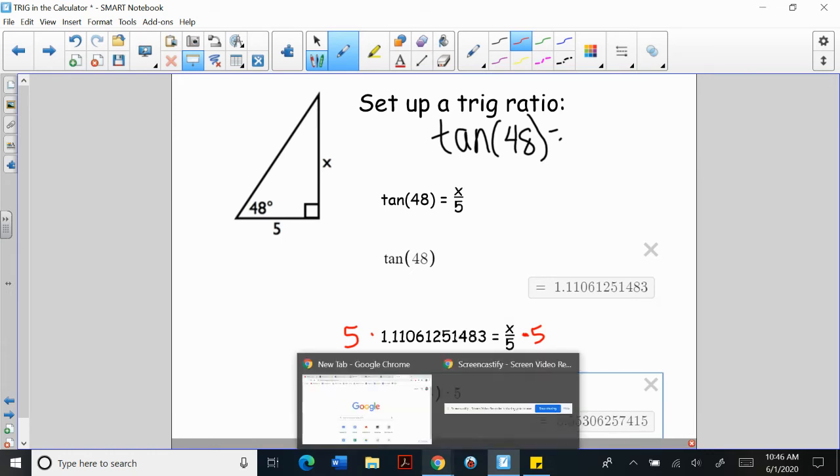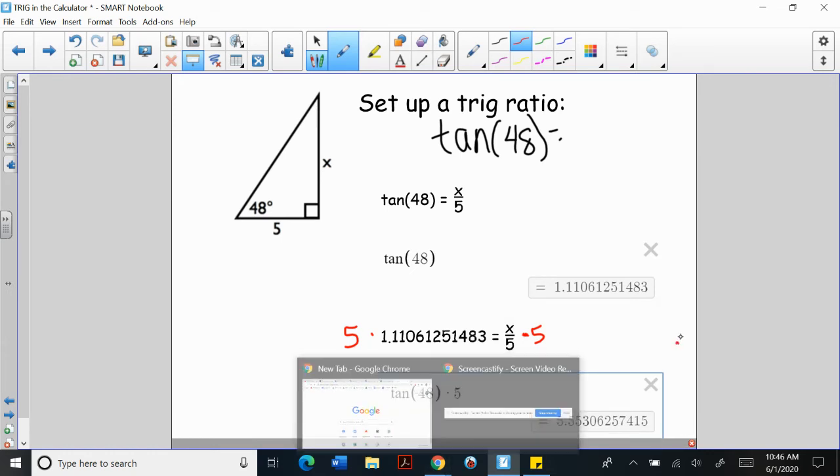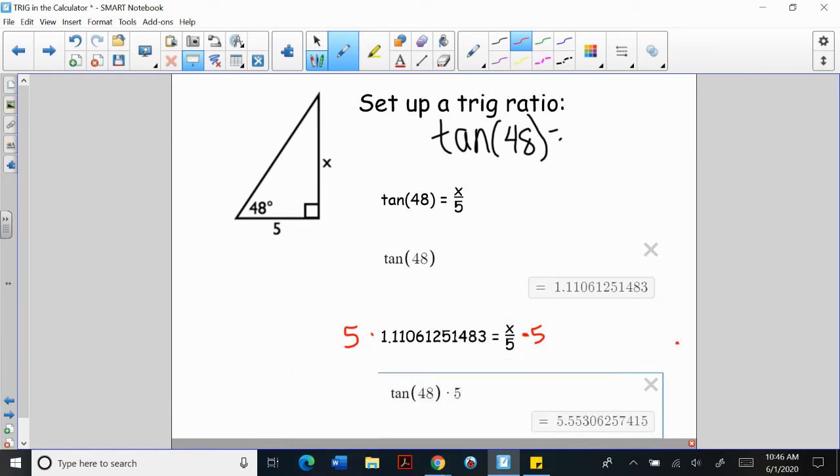All right. Did you get 5.55306? Okay, good. Now, the fastest way to type this in, and I'm going to highlight this really quick, is by actually keeping this tangent of 48 value stored in your calculator and then multiplying it by 5, instead of converting to a decimal, because I don't want you to round it off. So I'd rather we just leave tangent of 48 degrees times 5 to give us a full value.